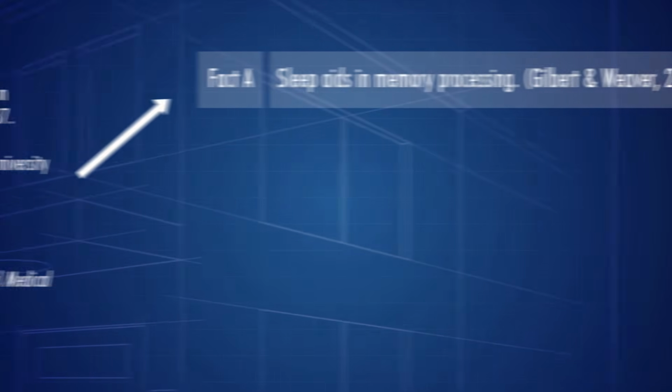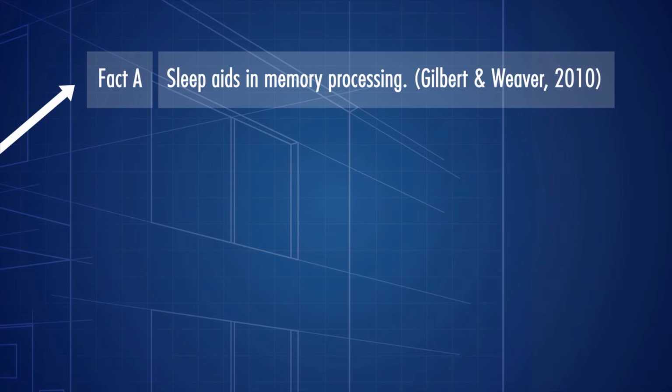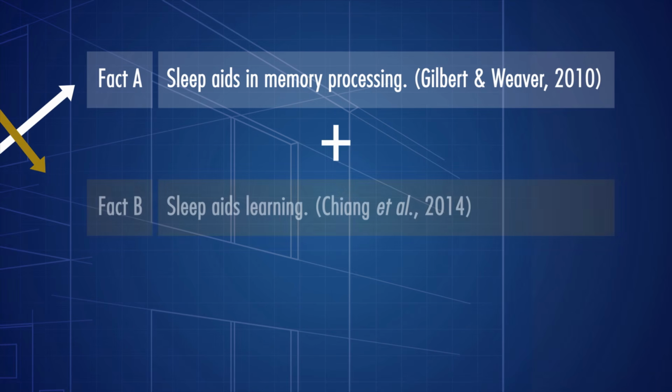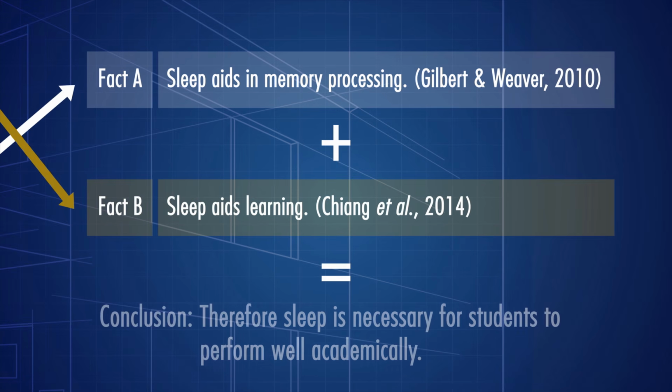The basic argument of Gilbert and Weaver is that sufficient sleep aids memory processing. Chiang and the other researchers prove that sleep also aids learning processes. Therefore, it can be concluded that sleep is necessary for students to perform well at university.